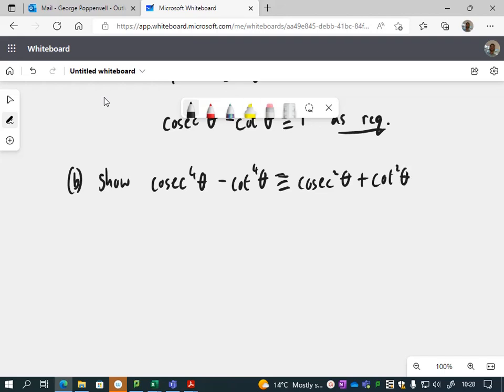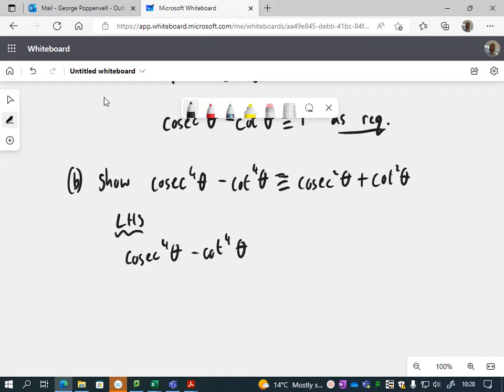We're simply asked to show that this left-hand side is always equal to this right-hand side. So what we've got to do is take one of the sides, manipulate it, and turn it into the other side. 99% of the times these questions are written where it's easier to take the left and turn it into the right than the right into the left. So that's what I'm going to do. So I'm just going to write LHS for left-hand side and rewrite it. So cosec to the 4 theta minus cot to the 4 theta.